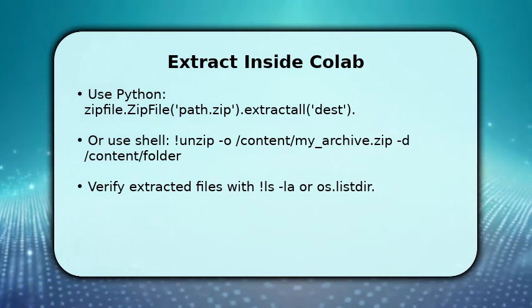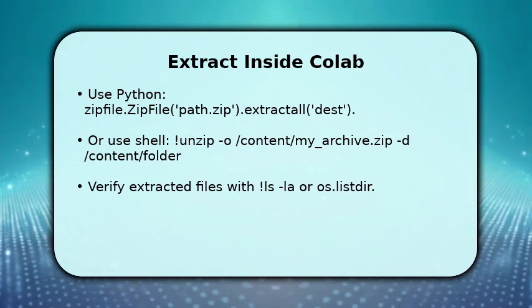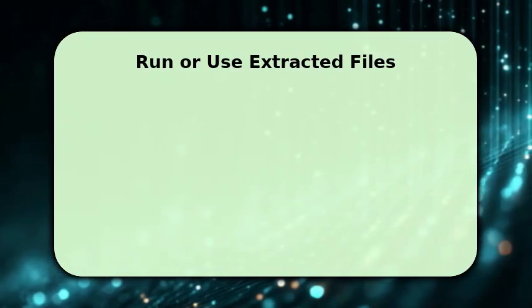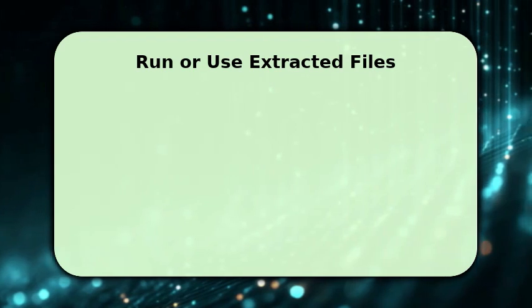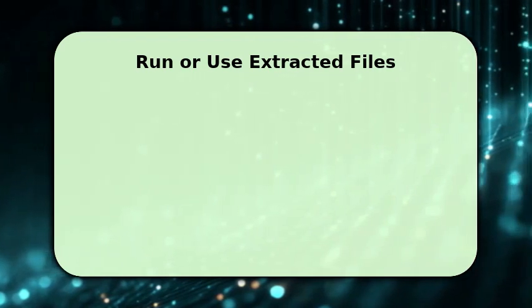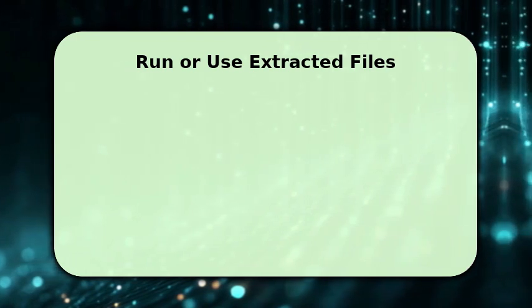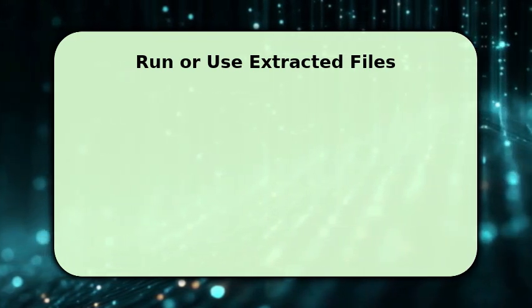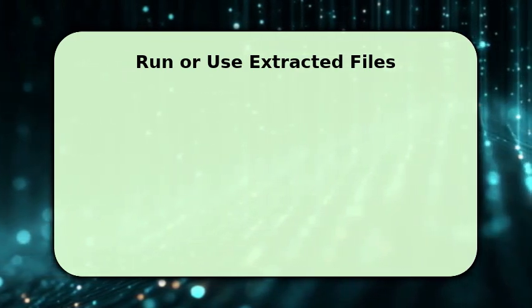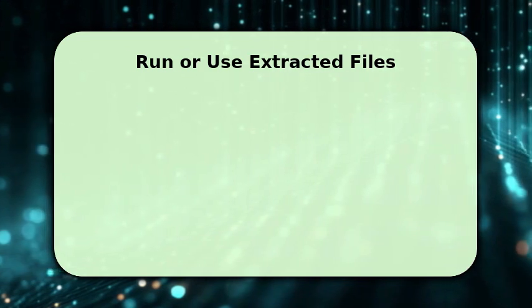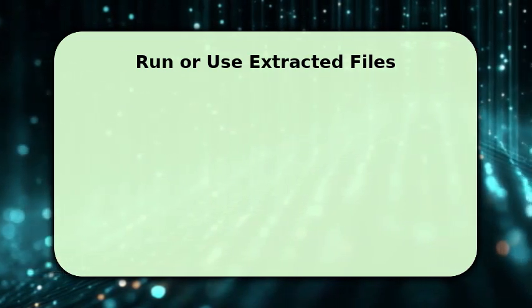With files extracted, change into the folder using %cd so relative imports and scripts run correctly. Then install any Python dependencies with pip install -r requirements.txt or individual packages. Make sure to restart the runtime if extension packages were loaded. To run a script, use python script.py or run cells that import local modules.